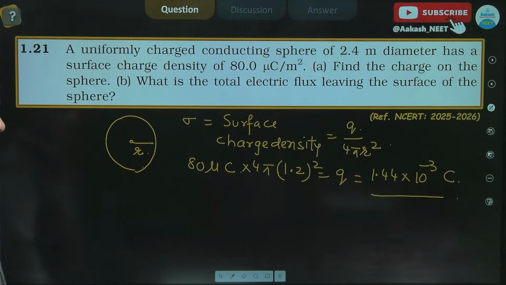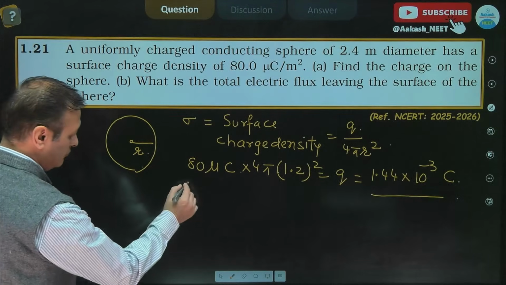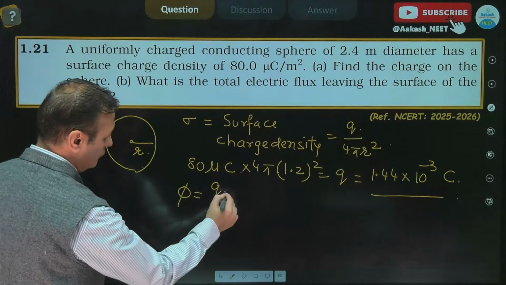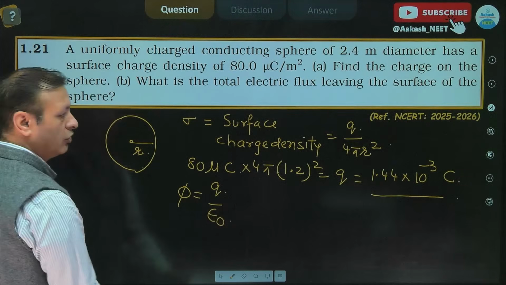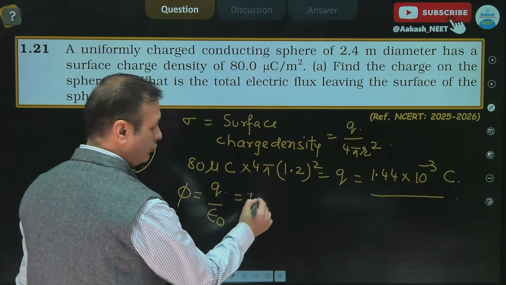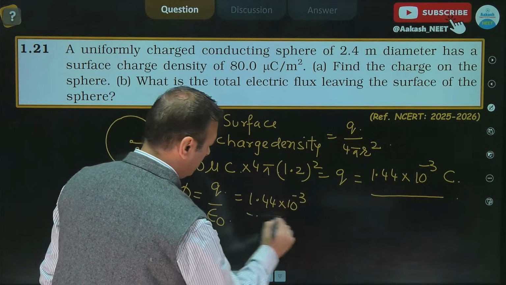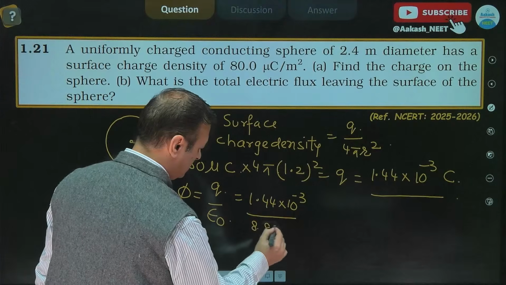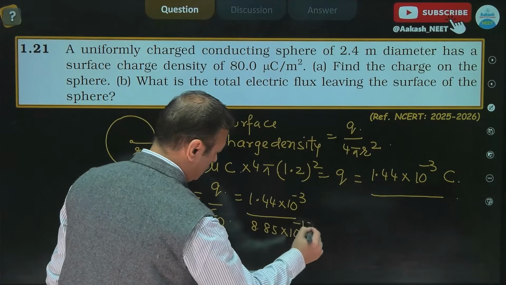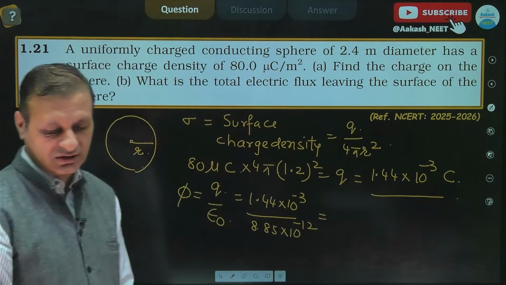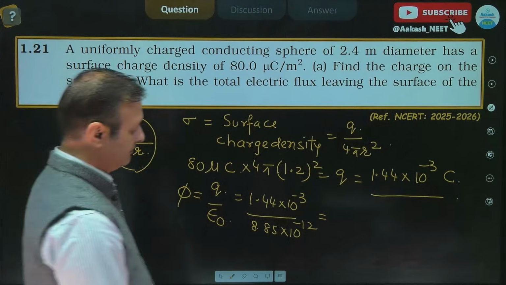Then what is electric flux? Q by epsilon naught. So value of Q is there. Epsilon naught we know, and that would give you the answer for the flux.